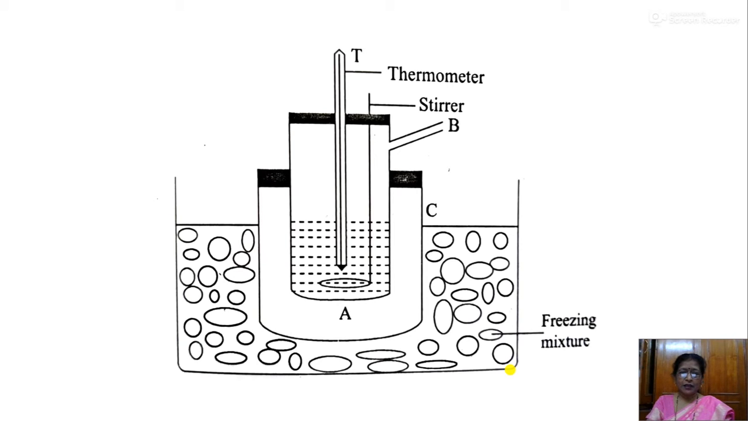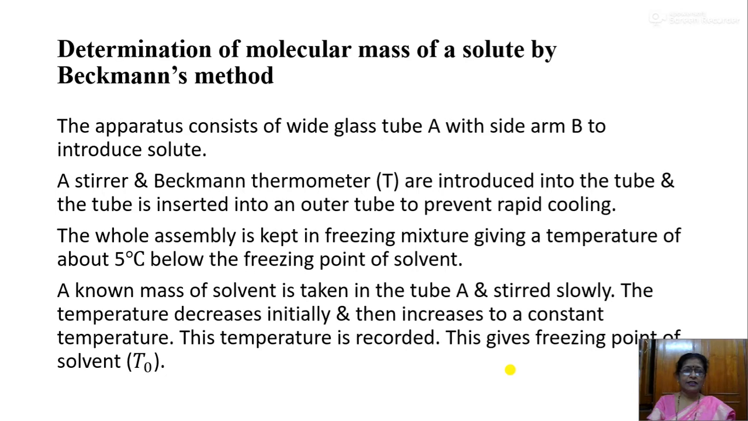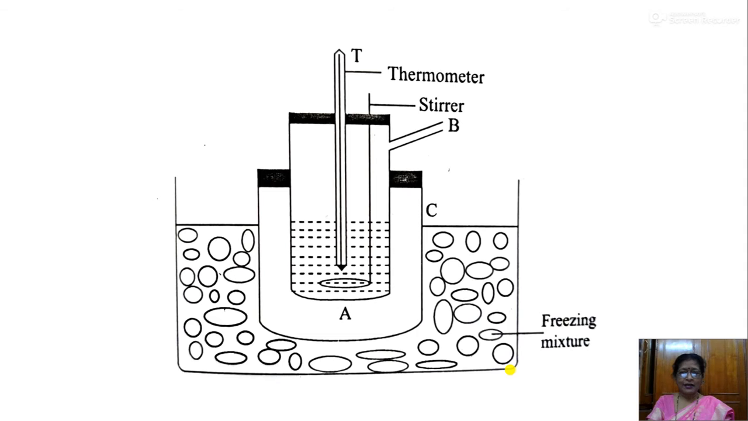There is an air tube in between the freezing mixture and the solution inside the tube. Now the whole assembly is kept in a freezing mixture giving a temperature of about 5 degrees centigrade below the freezing point of the solvent. As shown in the diagram, the freezing mixture is nothing but ice cubes.